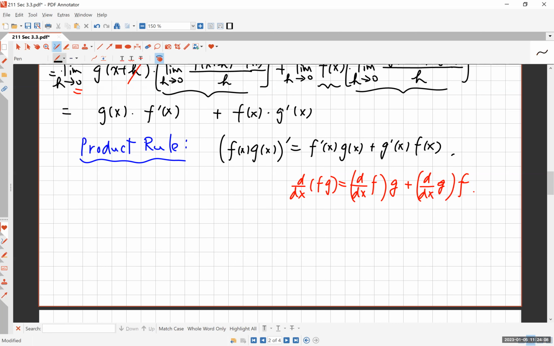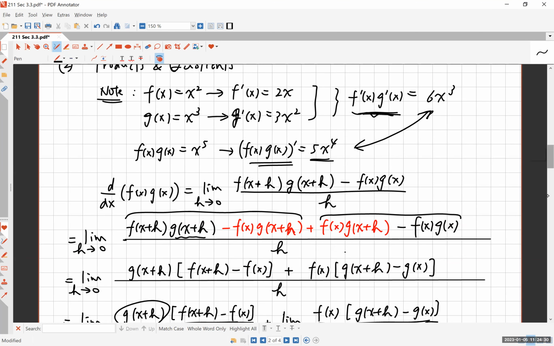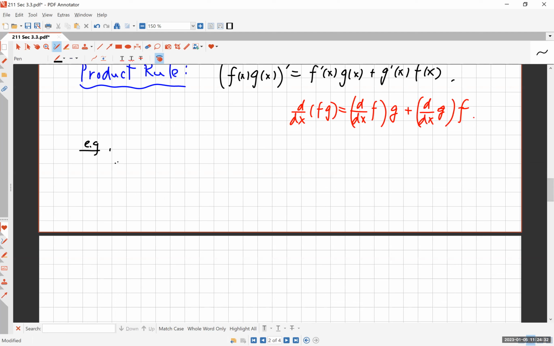Okay, so let's go ahead and go back to that problem we were doing. Remember this? The product of the derivatives was not the correct answer for the derivative of the product, right? So let's try to figure out x squared times x cubed. How do you take the derivative of that?